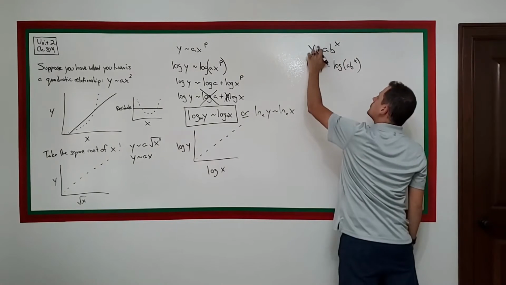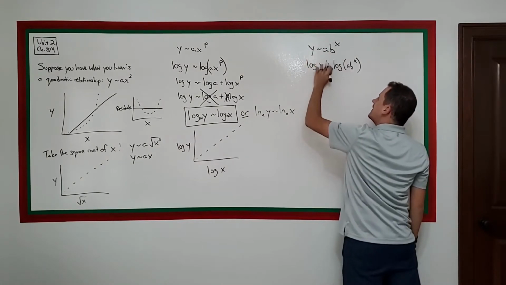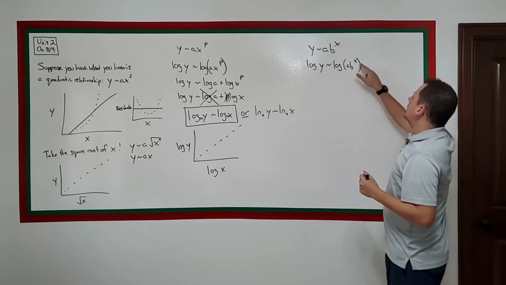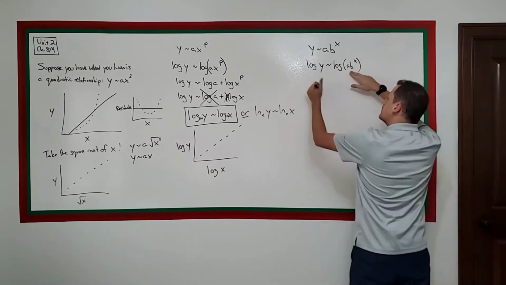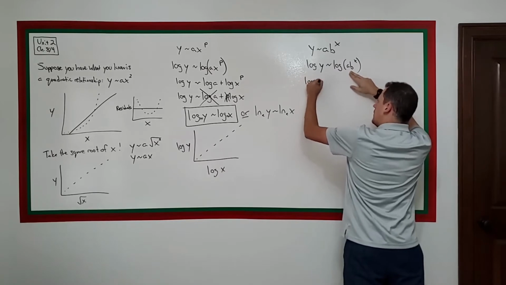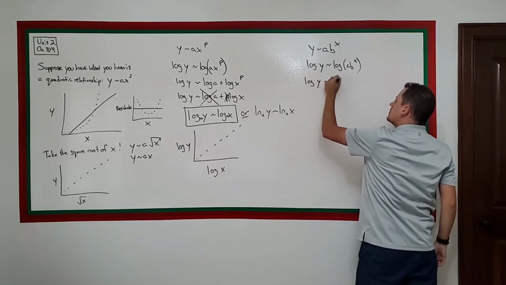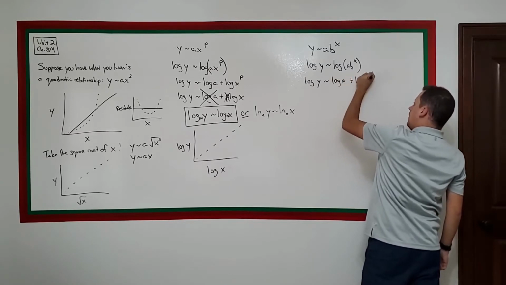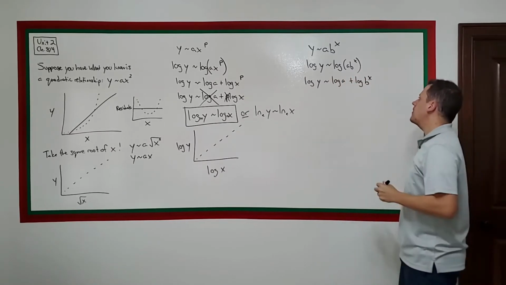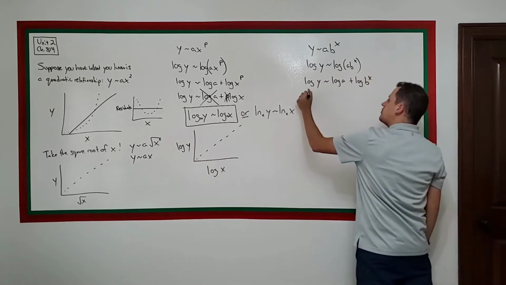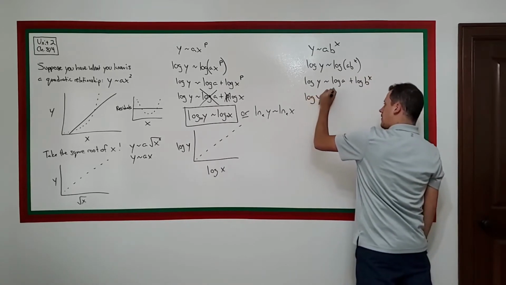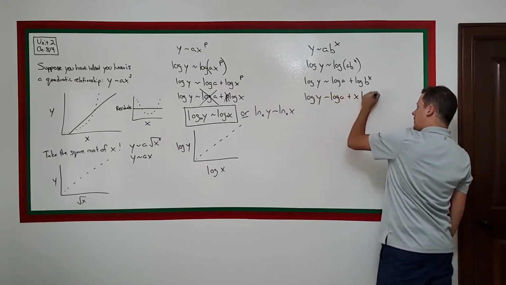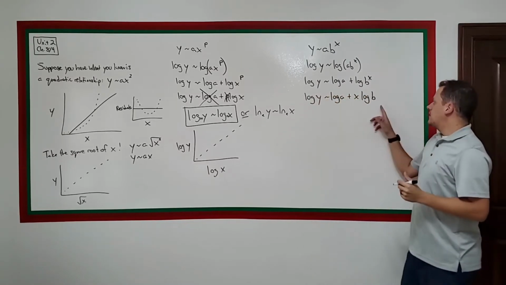Oops, proportional. I don't want to call that an equation. Okay. So again, this is a product. The log of a product is the same as the sum of the logs. So this is log A plus the log of b to the x power. Then we can bring that exponent down. And we've got this.